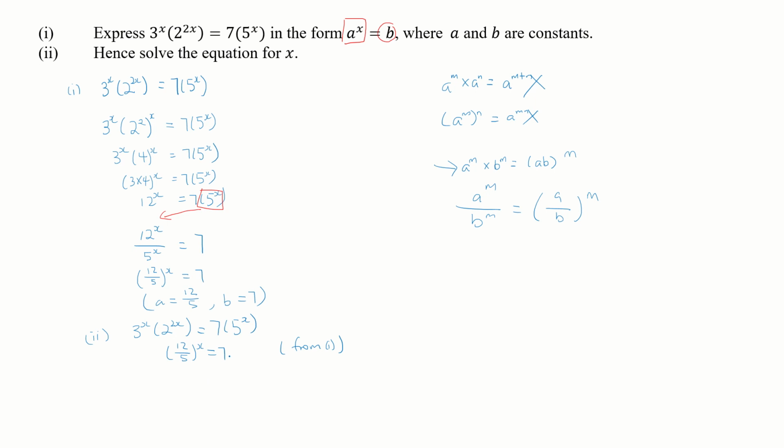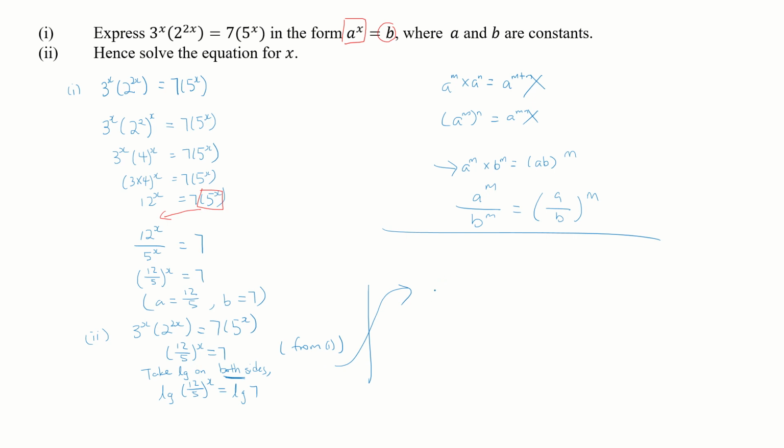Okay, and then from here, again, we can use logarithms to help us, because now we can take log on both sides. So take log on both sides. What's the purpose of doing this? Let's see first. So this would be log of 12 over 5 to the power of x, equal to log 7. Okay, don't forget that you have to take log on both sides. Don't just take it on one side.